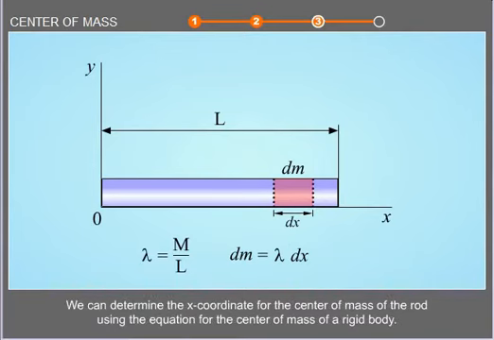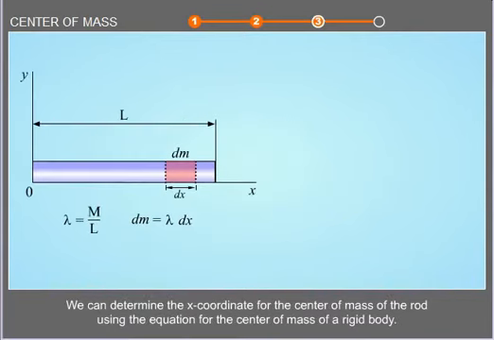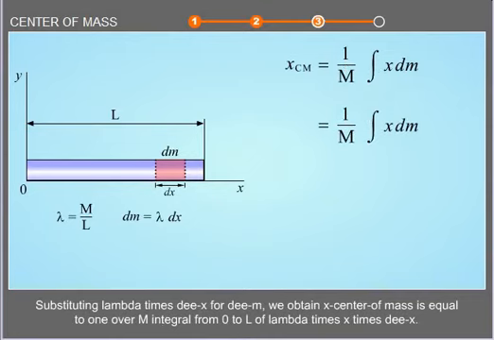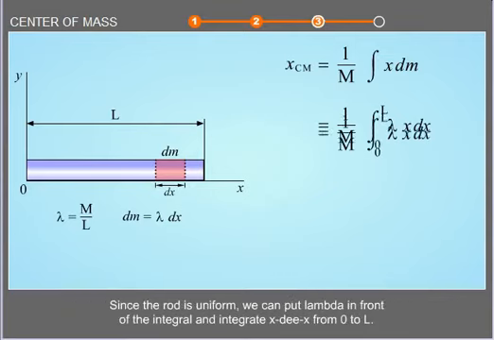We can determine the x-coordinate for the center of mass of the rod using the equation for the center of mass of a rigid body. Substituting lambda times dx for dm, we obtain x center of mass is equal to 1 over m integral from 0 to L of lambda times x times dx. Since the rod is uniform, we can put lambda in front of the integral and integrate x dx from 0 to L.